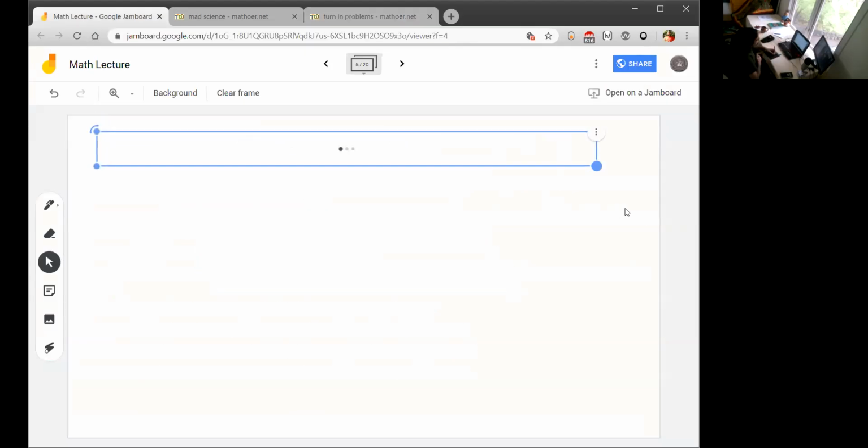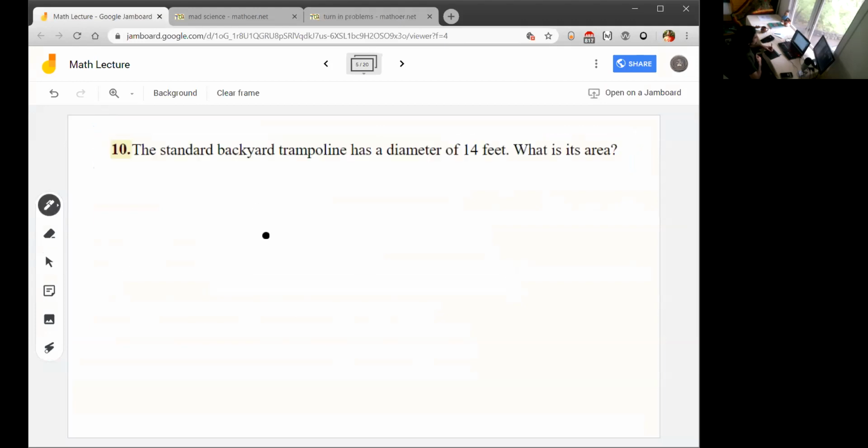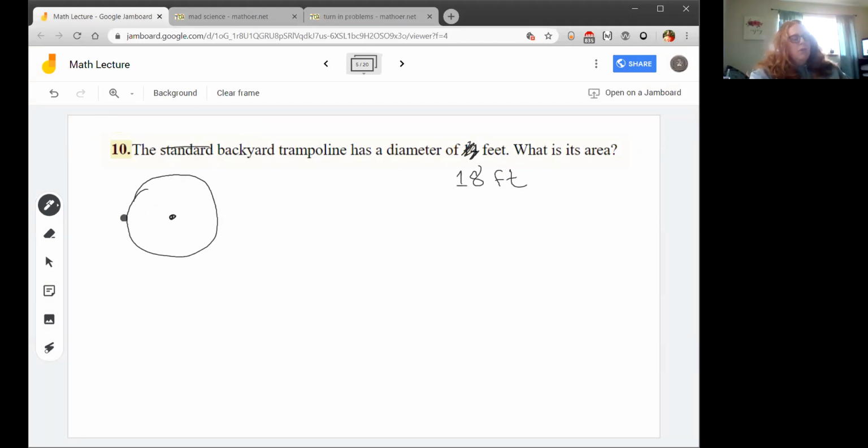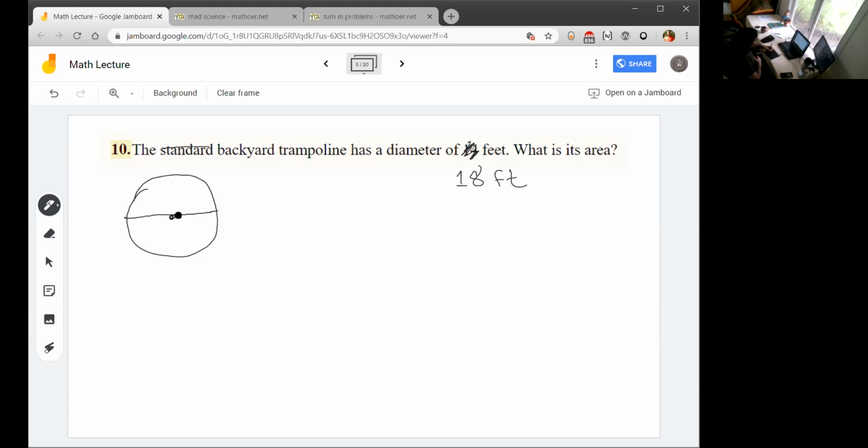I'm forgetting these are your turn-in problems, so this one I'm going to change the number so I don't give it away too much. Let's pretend you have an extra big backyard trampoline with 18 feet. So in other words, is the diameter all the way across or starting at the middle distance? Diameter's all the way across. All the way across. So that one is 18.